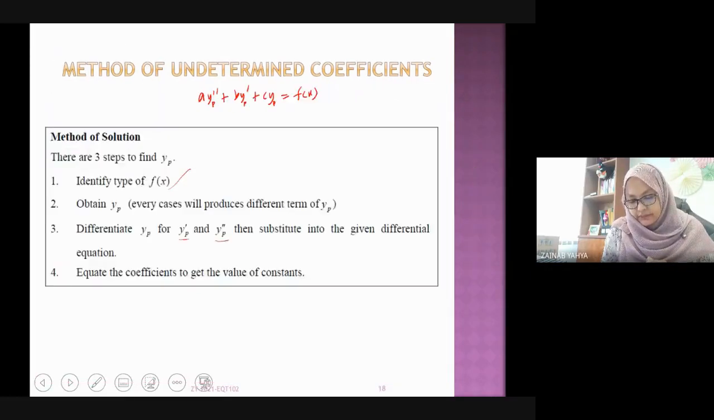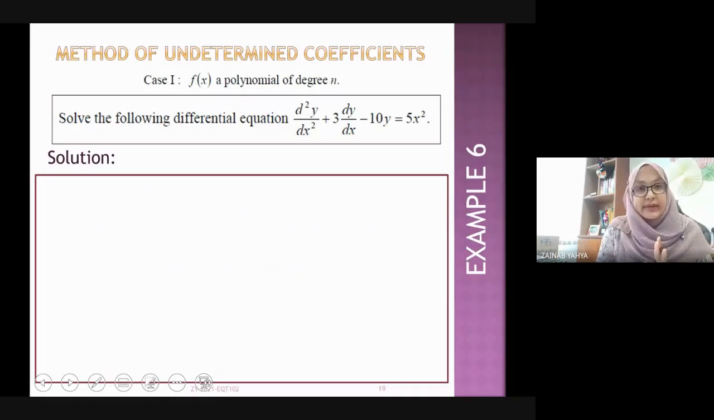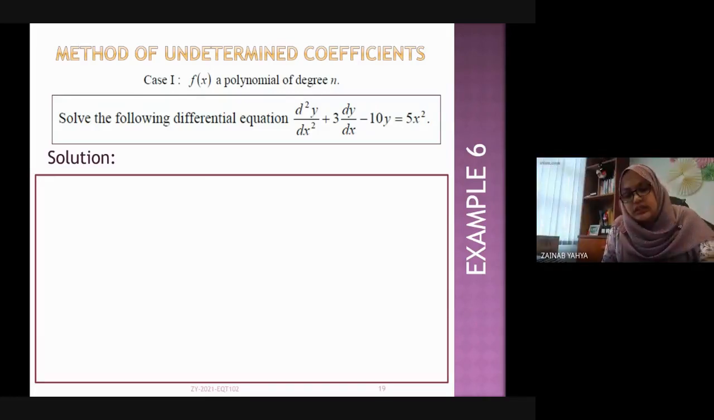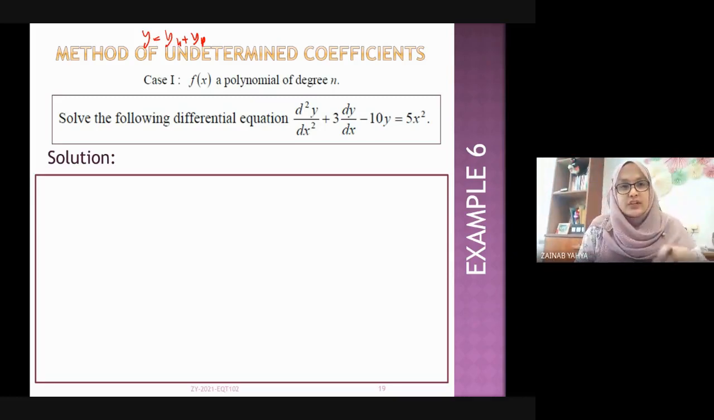Okay, this one is case 1, meaning it's polynomial. So the first step, as I've mentioned just now, the solution is y equals YH plus YP, the solution for non-homogeneous. So you need to find the homogeneous solution first. How to find the homogeneous? We let the equation become 0. Maybe we want to write it first. Y double prime plus 3y prime minus 10y equals 0.